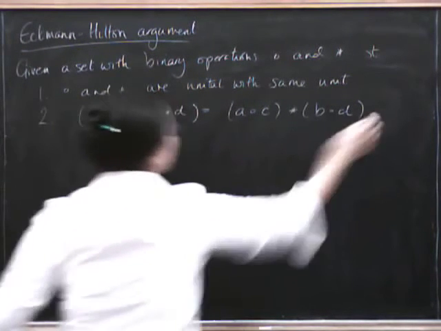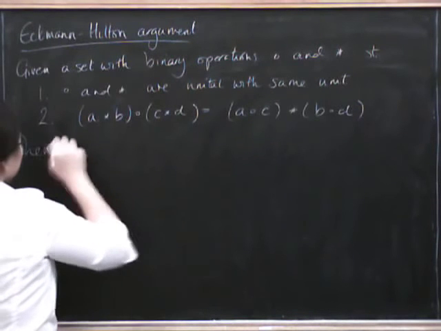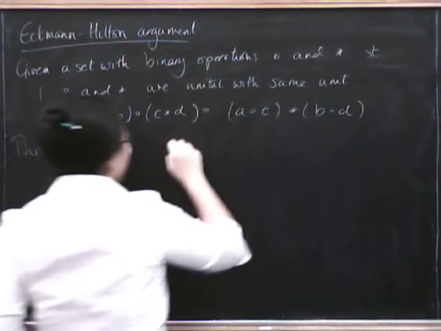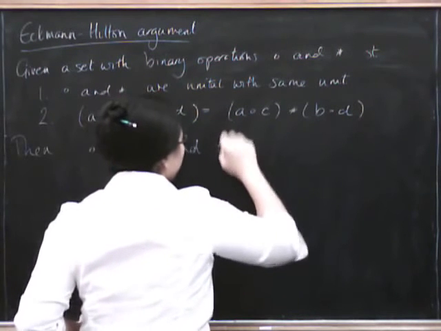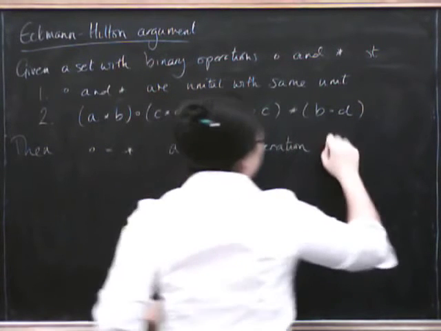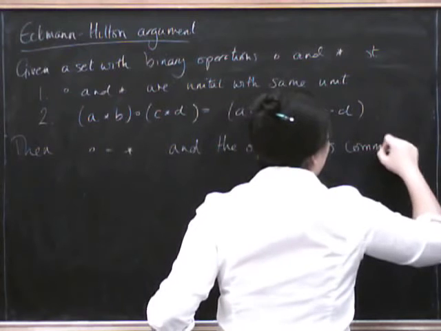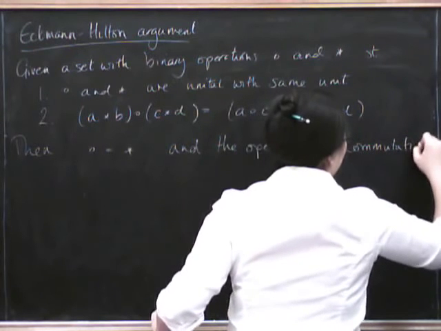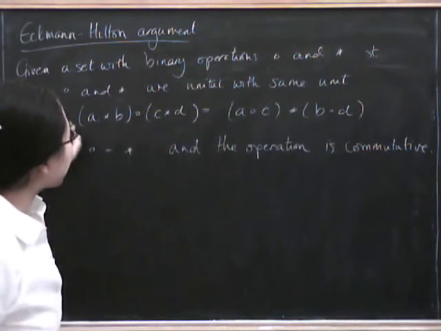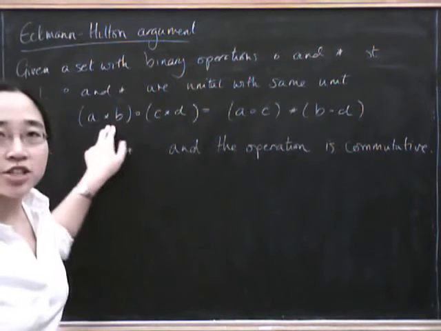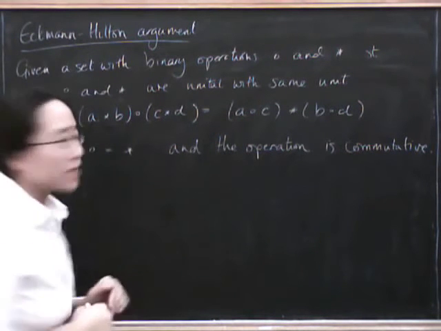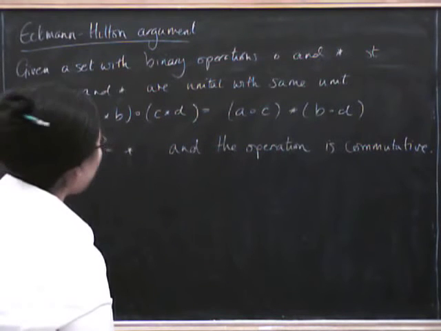So given this situation, then what do we have? Then circle equals star, as it were. Those two operations are the same, and the operation is commutative. So, before I say anything else, let's just think about this condition here for a second. You might think that this condition looks very mysterious, but let me give some geometric idea behind it in the hope of making it more obvious.